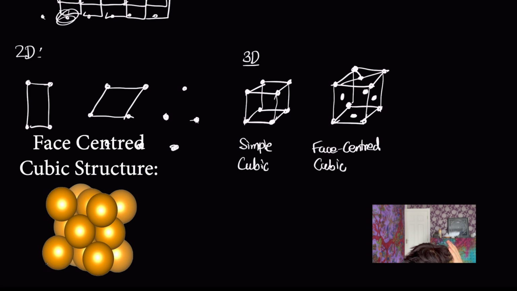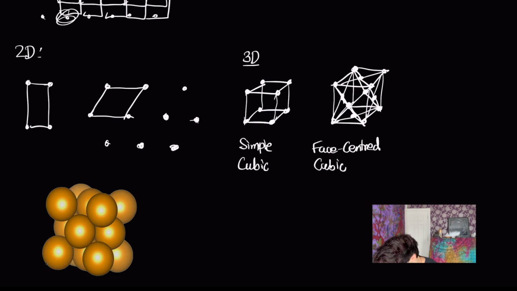So you're actually going to end up with a structure once you join them all up that looks a little bit like this. As you can see, it gets a little bit tricky to draw, but essentially what I've done is I've connected every single lattice point that is on the center of the face of each side of the cube, and I've ended up with the face-centered cubic structure.